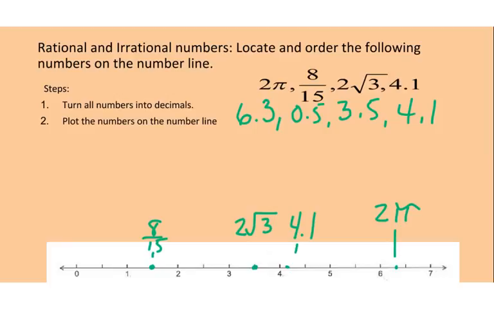So we know that in order from least to greatest, 8/15 is the smallest, 2 times the square root of 3 is next, 4 1/10 is the following, and the greatest is 2 times pi.